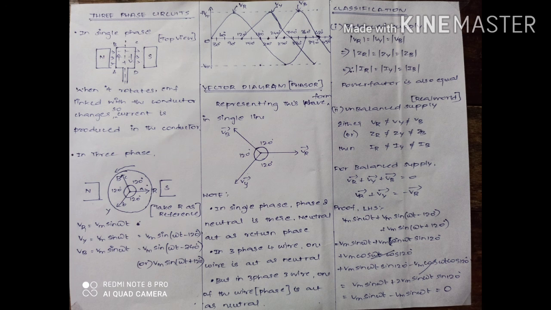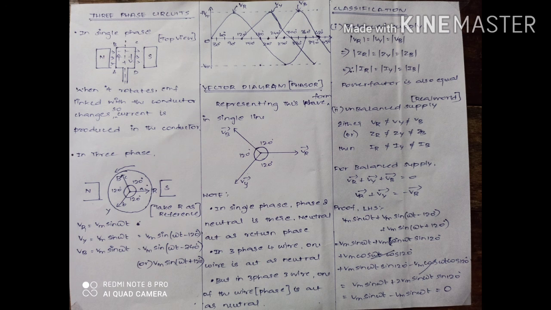Then we go to the second column. It is the waveform of the three conductors R, Y and B. In these three waveforms, the waveform of R leads the waveform of Y by 120 degree and the waveform of B by 240 degree. And then the vector diagram. A vector diagram is the representation of the waveform in a single line.